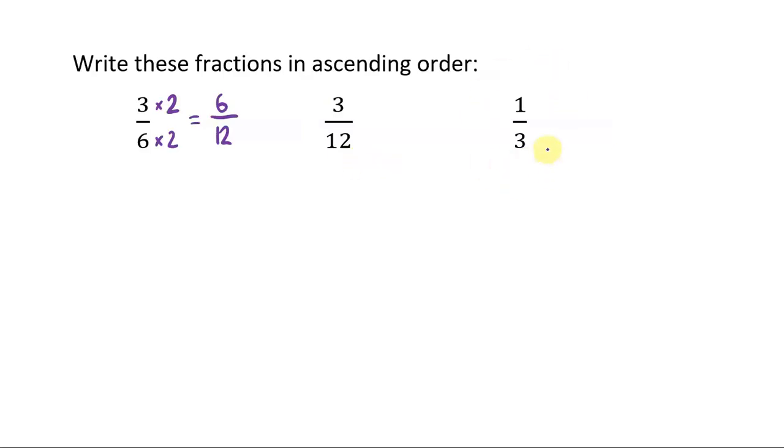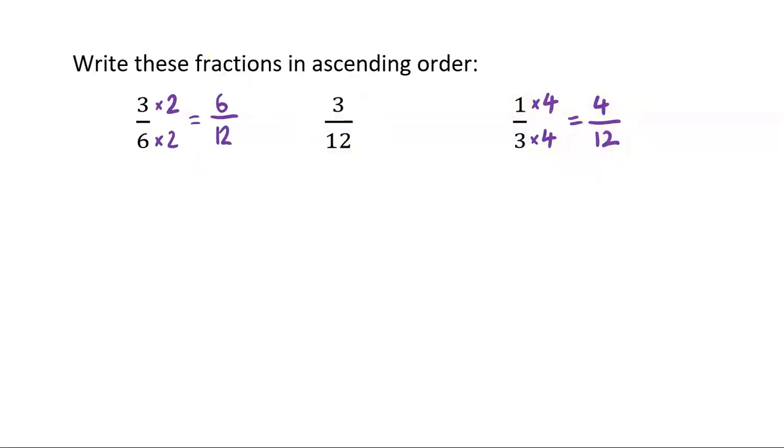And 1/3, we need to give that a denominator of 12 as well. So what can we times 3 by to get to 12? Well, I know 3 times 4 is 12. And if I do it to the bottom of the fraction, I have to do it to the top as well to keep it balanced and to get an equivalent fraction. So 1 times 4 is 4. Over 3 times 4 is 12. So now I've got 6 out of 12, 3 out of 12, and 4 out of 12.